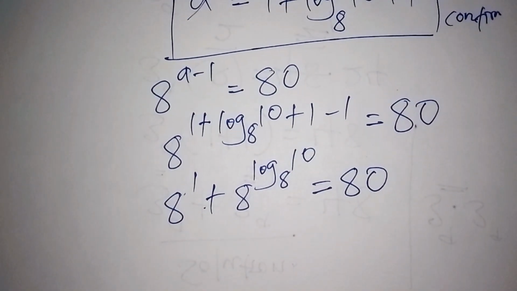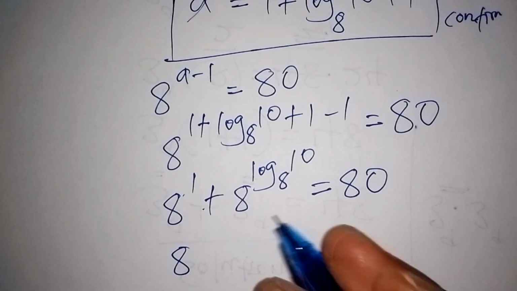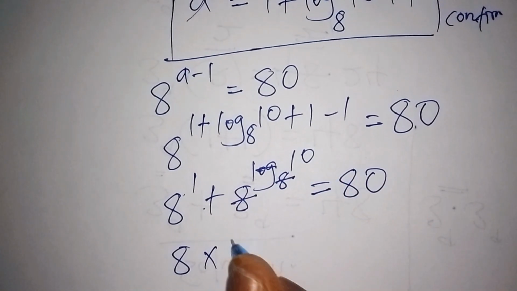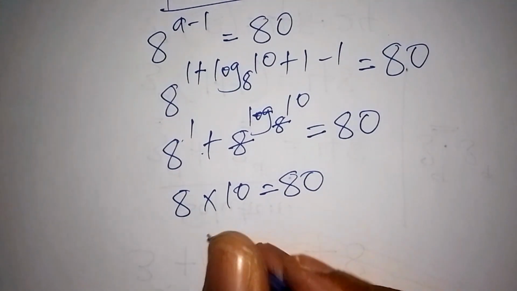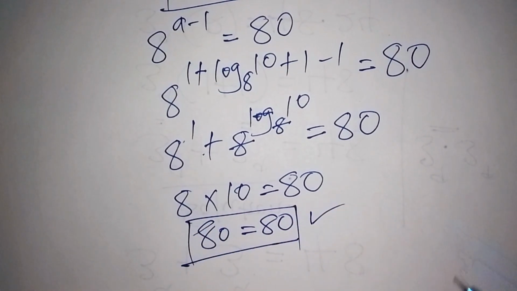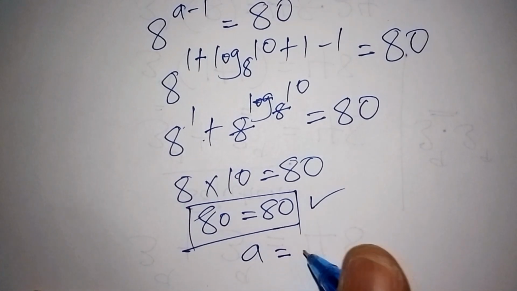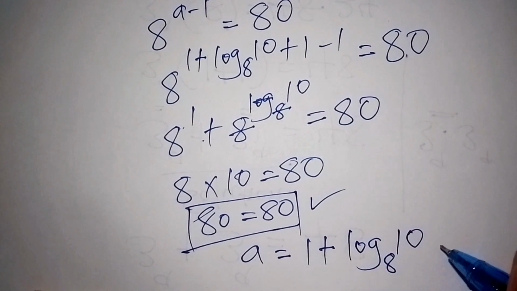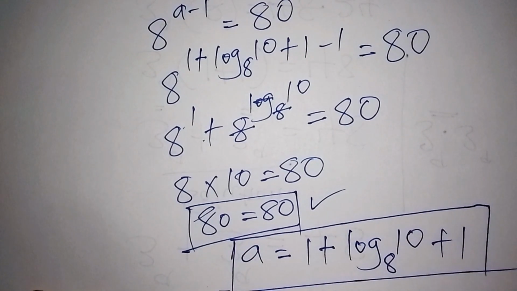So in this regard, 8 to the power of 1 is 8. Then the plus shall now change to multiplication. So the log to the base of 8 cancels this 8. Now we shall remain with 10. So 8 multiplied by 10 is 80, which is equal to 80. So it means that our answer is correct, when we agree by saying that the value of a is equal to 1 plus the log of 10 to the base of 8, plus 1. So this is what leads us to the correct answer.